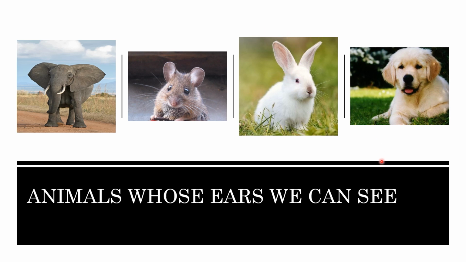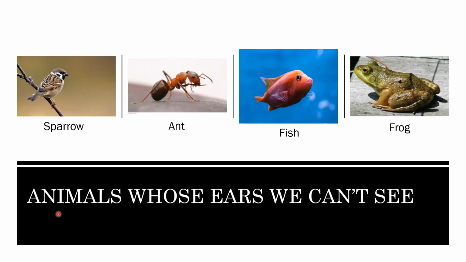In the next picture we can see a picture of dog. It has ears on both sides, down, and it can also hear low and soft sound like rats. Some animals and insects whose ears we can't see. All these animals belong to different species like sparrow, ant, fish, frog. We can't see their ears.